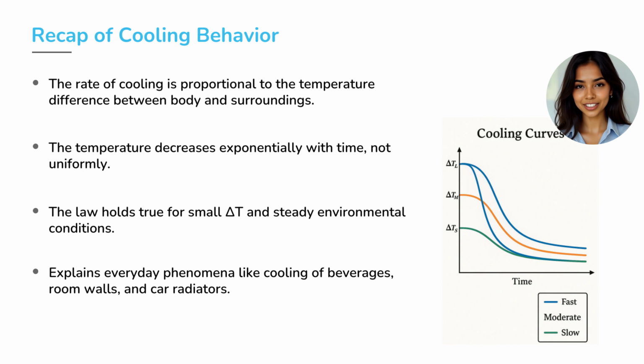Newton's law of cooling tells us that the rate of cooling of a body is directly proportional to the temperature difference between the body and its surroundings, but only when that difference is small. It also tells us that temperature doesn't drop at a constant rate, it decreases exponentially, fast at first, then slowly as equilibrium approaches. This law explains so many everyday things. How a cup of tea cools, how buildings lose heat at night, why car radiators work efficiently, and even how forensic scientists estimate time of death by measuring body cooling.